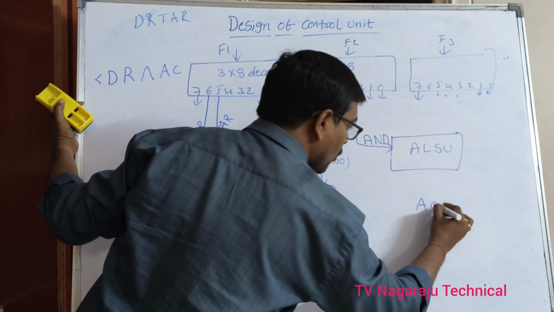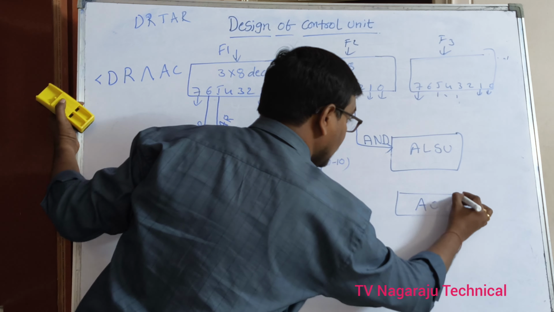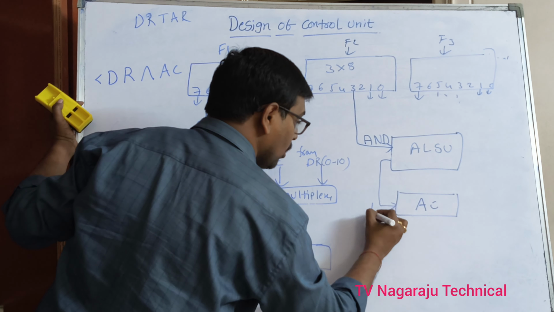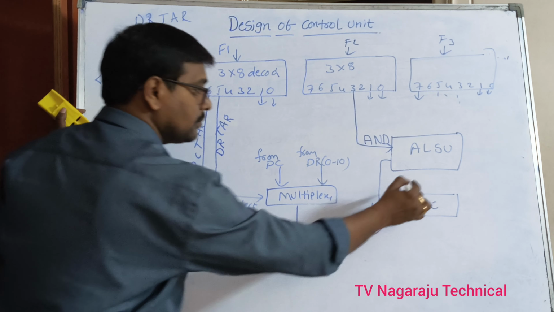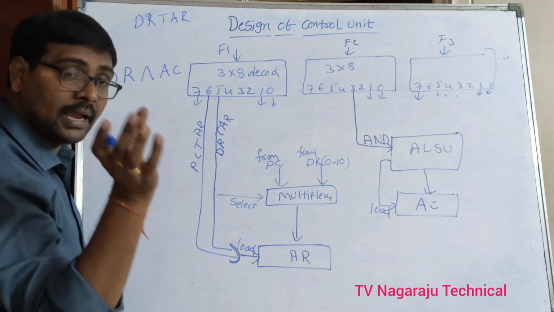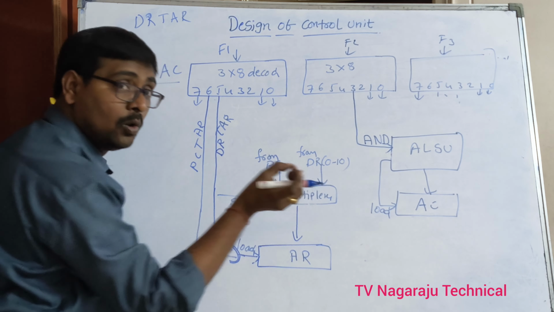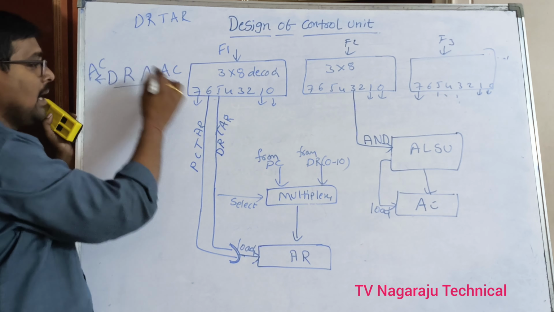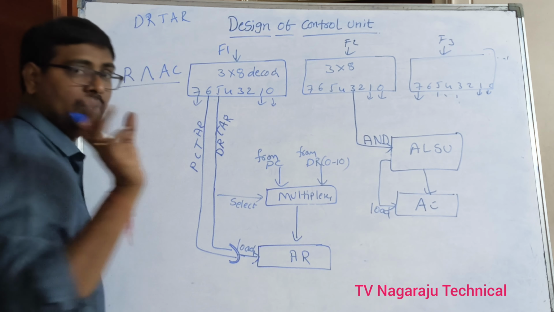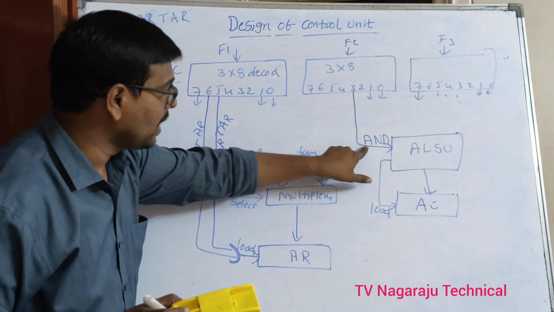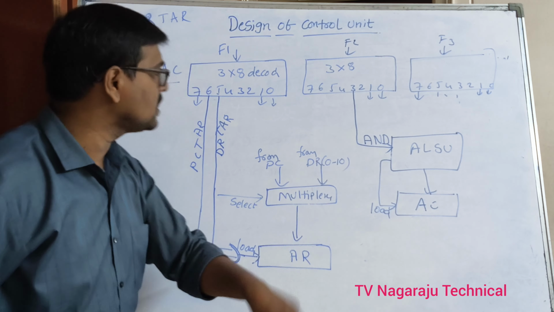Here we have AC, and that AC is connected with load. After performing the AND operation between DR and AC, whenever the load is enabled, it simply copies the content into AC. Clear? After performing the AND operation, it copies the content into AC.